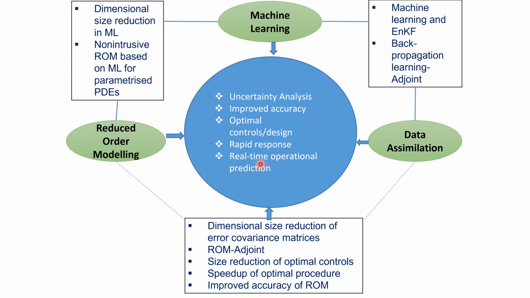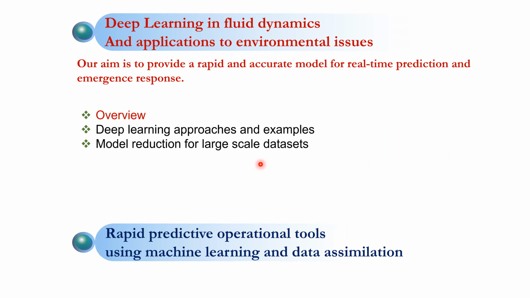Because the machine learning model is faster, you can use optimal control and sensitivity analysis, and especially real-time operational prediction. For data simulation or machine learning, you may need to deal with a larger data set. So you may introduce model reduction technology to reduce your data size and dimensional size. I will touch on that in my talk.